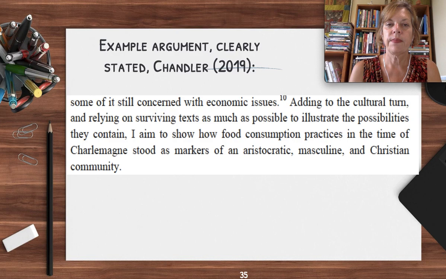Another example here of an argument. I aim to show how food consumption practices in the time of Charlemagne stood as markers of an aristocratic, masculine, and Christian community. So very upfront and open about the arguments, and that would have been in the introduction as well.